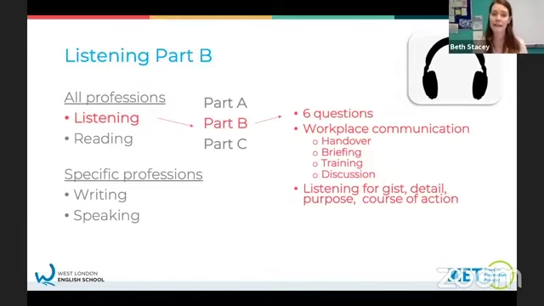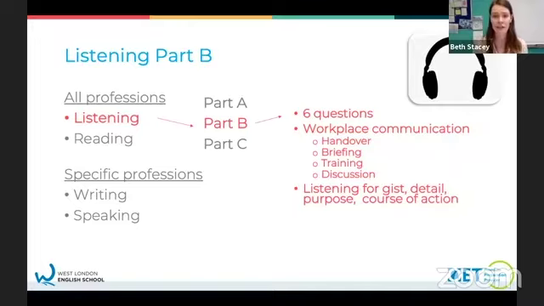The way that these questions have been designed and the text that you listen to, they are all relevant to actually how you work in your workplace and how you communicate on a daily basis. So, for example, you might get a handover, possibly a briefing. It could be training. It could be someone giving a presentation to a group of medical students, for example, or it could just be a discussion maybe between colleagues.